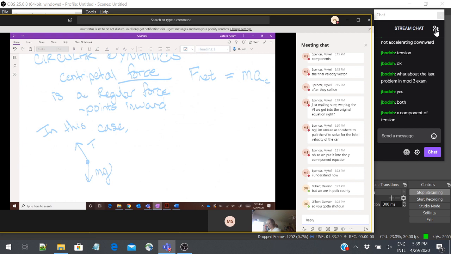The x component of the tension, exactly. Tx equals m a_c, Ty equals mg. How are Tx and Ty related? Well, we have to be a little bit careful here because our 20 degrees is here. This is going to be cosine 20 for our y direction. This is going to be sine 20 for our x direction.